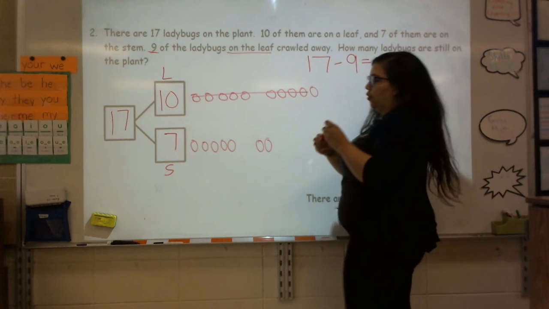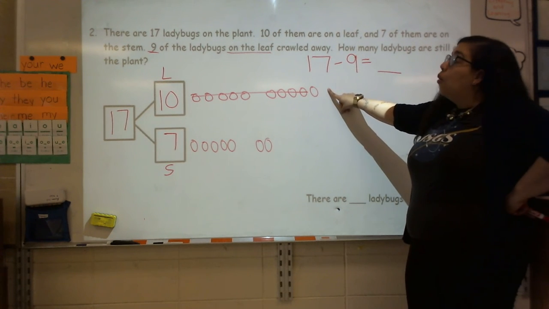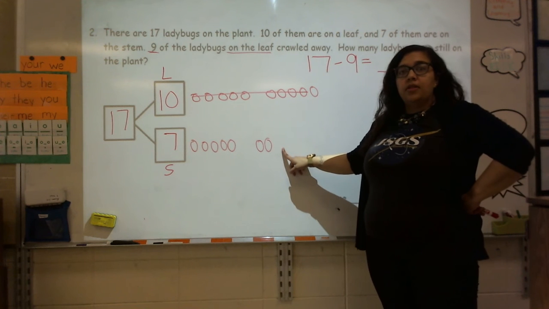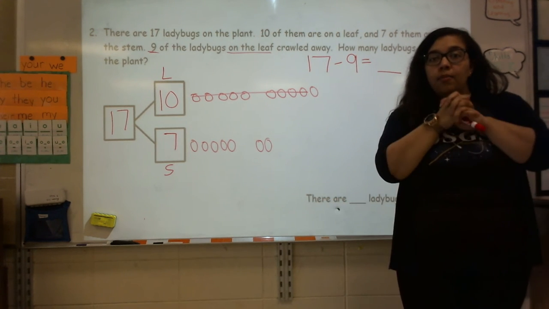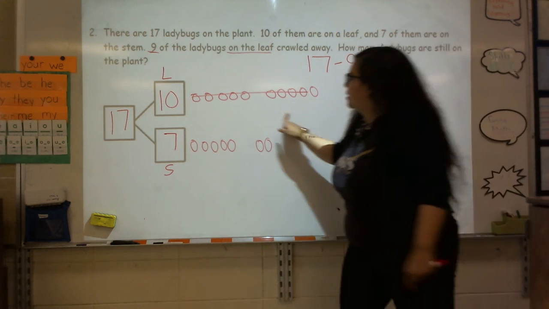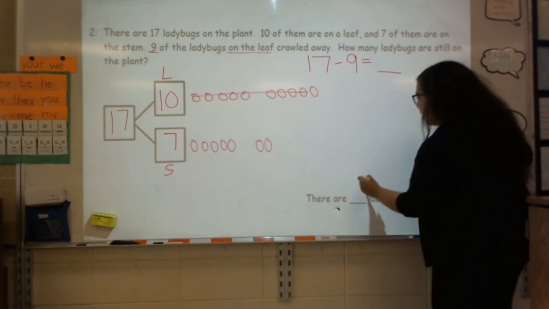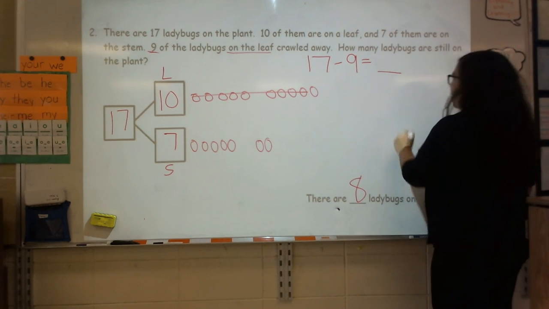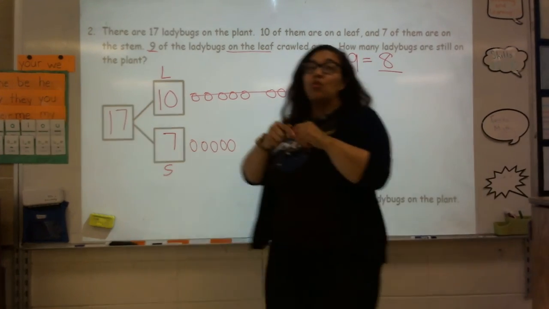Whoop! 1 big group. How many ladybugs left on the leaf? 1. How many ladybugs left on the stem? 7. How will I put these things together? I'm going to add them. I'm going to say 7, 8. There are 8 ladybugs on the plant. So 17 minus 9 is equal to 8.